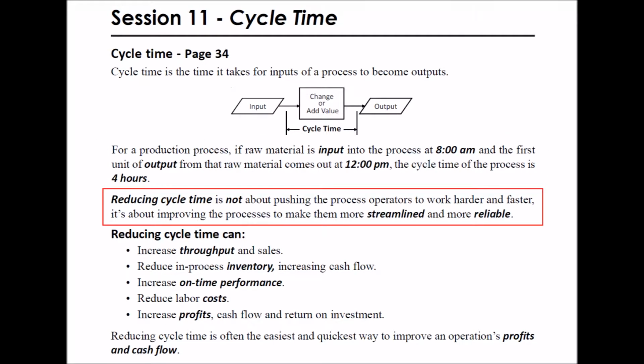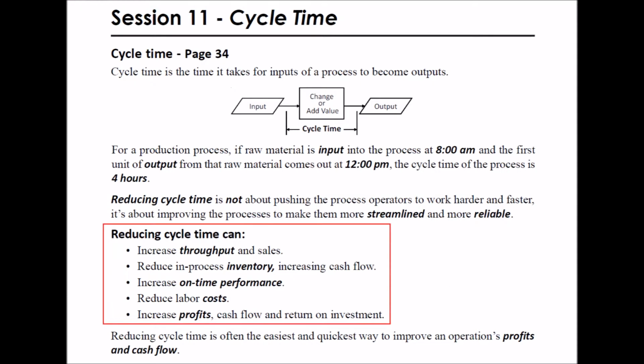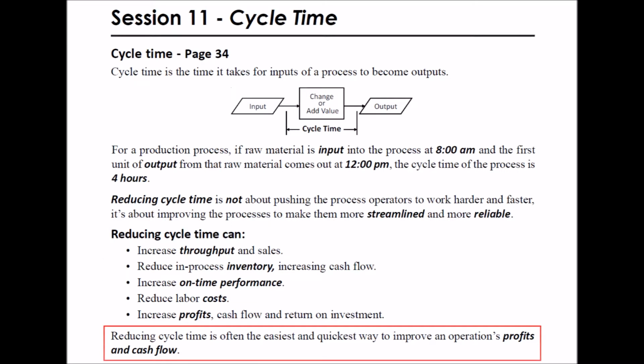Reducing cycle time is not about pushing the process operators to work harder and faster. It's about improving the processes to make them more streamlined and more reliable. Reducing cycle time can increase throughput in sales, reduce in-process inventory, increase on-time performance, and reduce labor cost, increasing profits, cash flow, and return on investment. Reducing cycle time is often the easiest and quickest way to improve an operation's profits and cash flow.